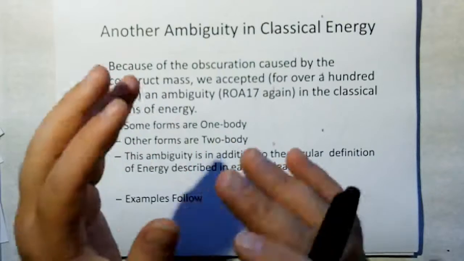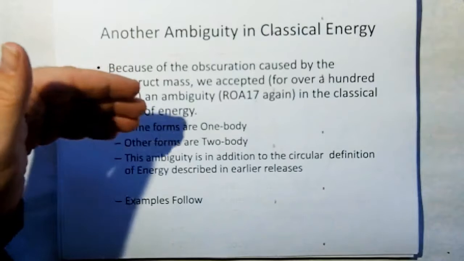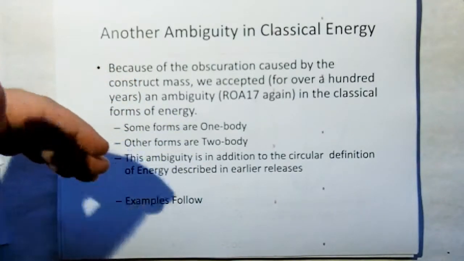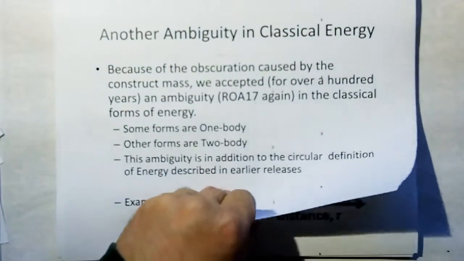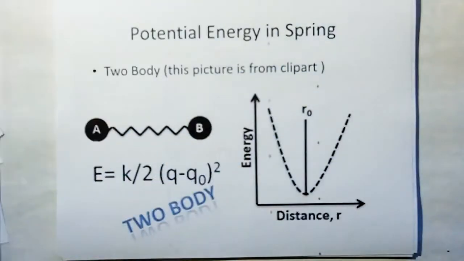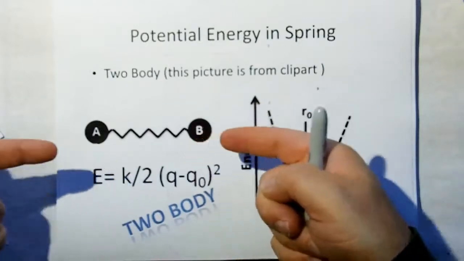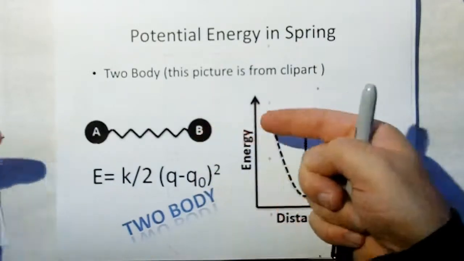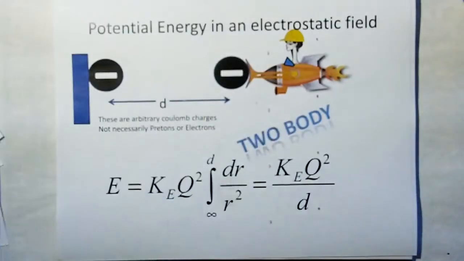We'll see that the ambiguity we find in the old classical definitions is that some of the energy is looked upon as one body, some of it as two body. That's an ambiguity every bit as much as the circular definition. Let me show you some examples of classical energy in both one-body and two-body forms. Here's the potential energy in a spring. The spring gives you the force, but you still need two masses, or two things pushing on either end of the spring, in order to put energy into it. Same with a Coulomb force.